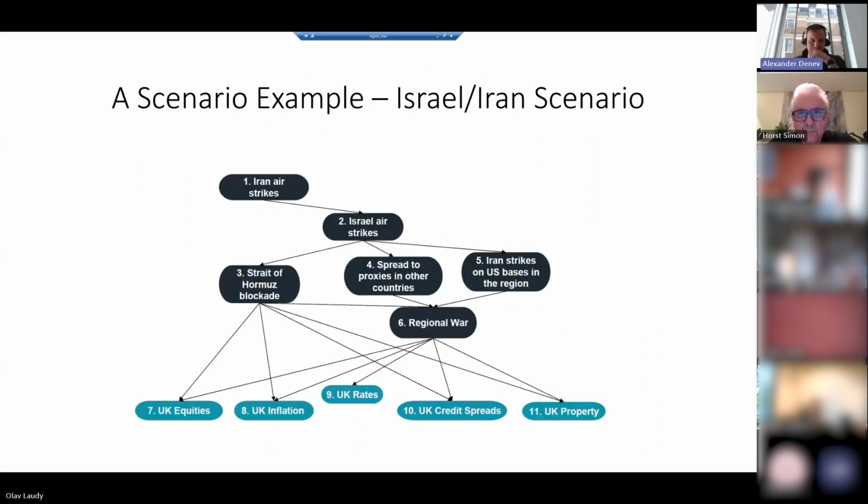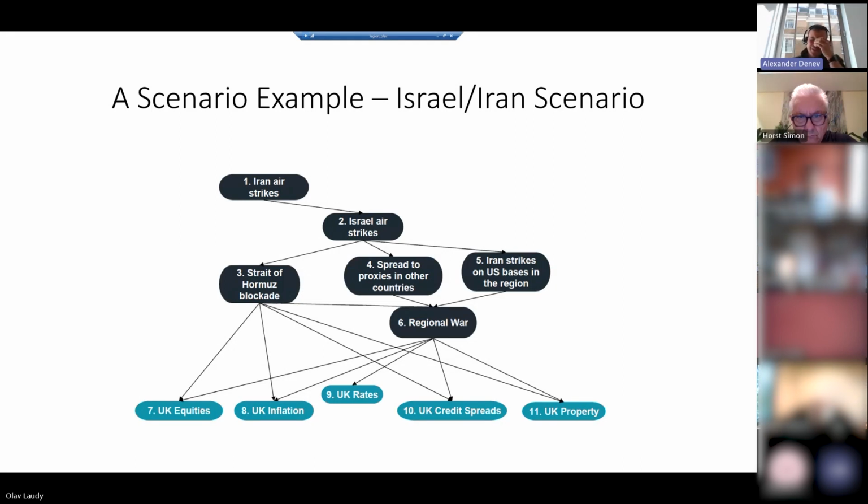This is purely geopolitical. There is not much macroeconomics here. Again, you see the exposure of an asset manager based in the UK to different assets like equities, inflation rates, credit spreads, and also real estate. This is a very actual scenario. It's about a strike by Iran on Israel and the potential response of Israel through different transmission channels.